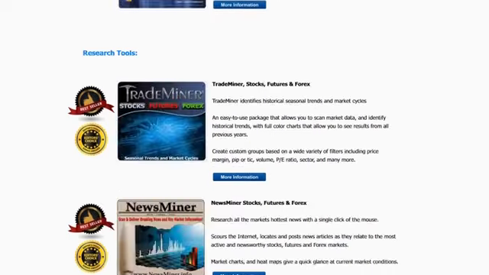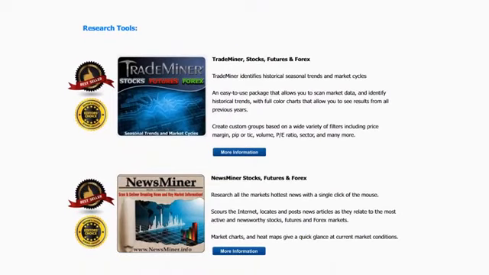Now, some research tools that we love and that we have here listed as well are the Trade Miner tools. This is Trade Miner for stocks, futures, and Forex. This is one of the research tools that helps us identify the fundamental nature of markets. And then, of course, we have Newsminer. Newsminer is the current active information, scours the internet, tells you what the current news is on any given stock, future, or Forex, and then ranks them, which ones or which markets are in play.